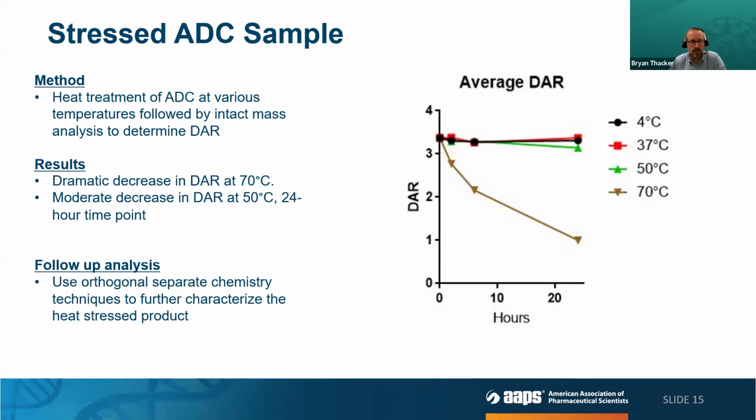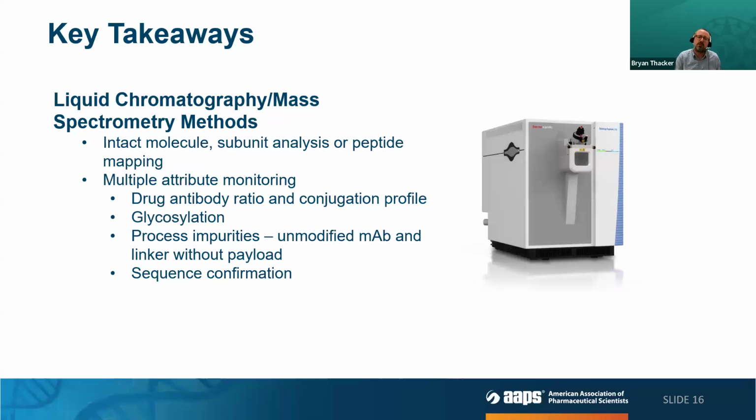Okay. Next slide, Jessica. Okay, so some key takeaways for the LCMS portion here. We can use the LCMS with high resolution to do intact molecule subunit analysis and peptide mapping of the ADC product. And through those analyses, we can monitor multiple attributes of the ADC, including the drug antibody ratio, the conjugation profile of the drug molecules, the glycosylation of the antibody, and process impurities such as those linkers that didn't have any drug molecules attached to them, and to confirm the sequence of the protein that's underlying the ADC structure.